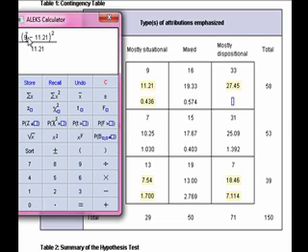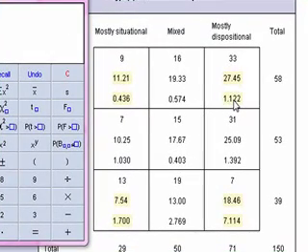Now working on the last value, 33 minus 27.45. So we have 33 minus 27.45 quantity squared divided by 27.45. And when we round that, we get 1.122. So that gives us the contingency table filled. So now let's scroll down and finish out the rest of the problems that Alex asked us to do.